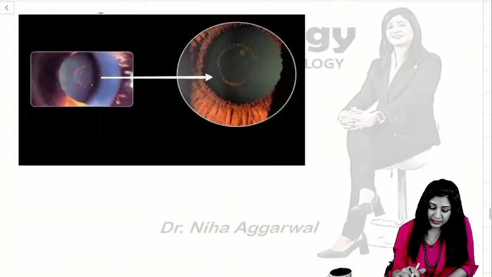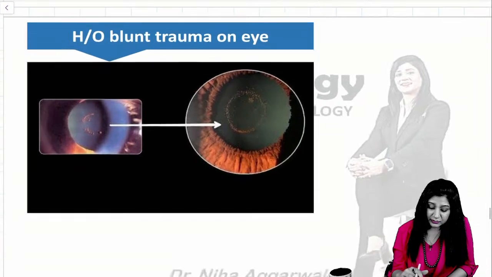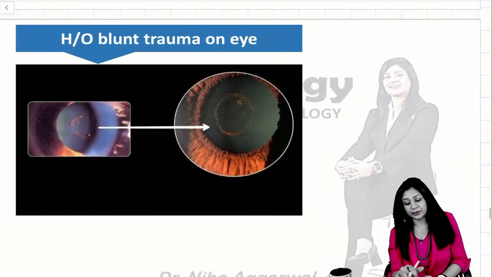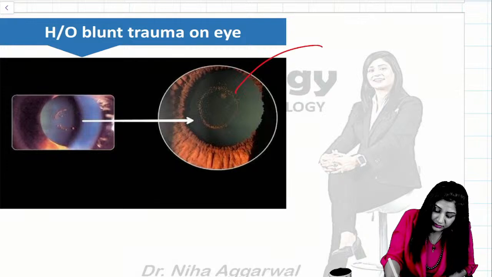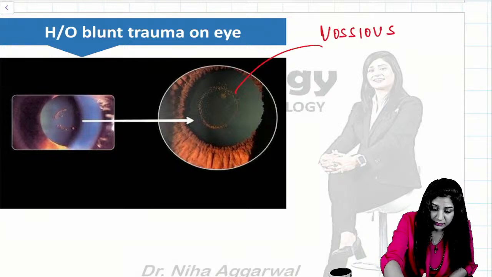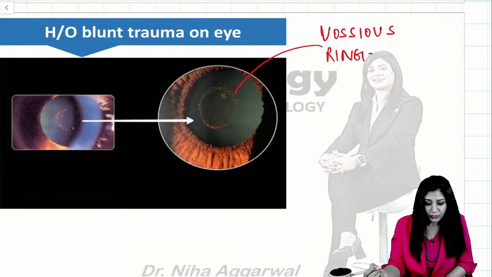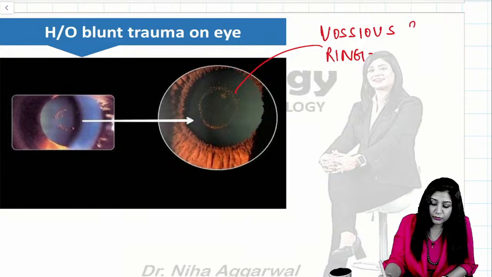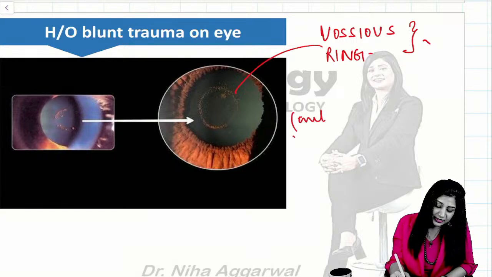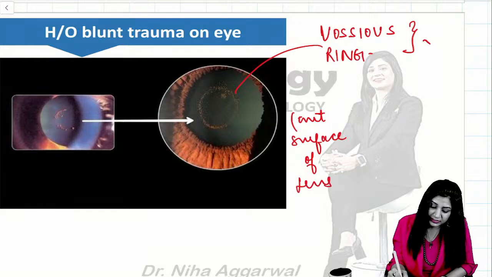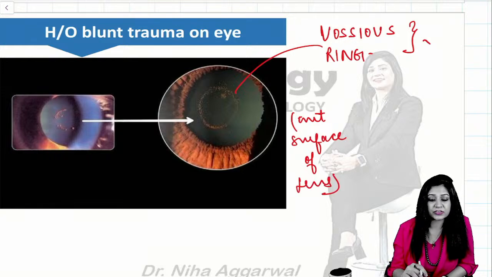Then another important thing is this one. Whenever they are giving the history of blunt trauma, you can get this kind of ring. This ring is called the Vossius ring. The question is, I do not know this term, what do you mean by that? So Vossius ring is on the anterior surface of the lens. On the anterior surface of the lens you are getting the Vossius ring.